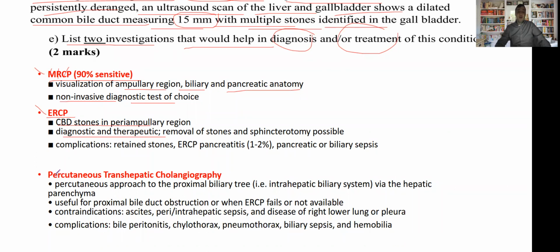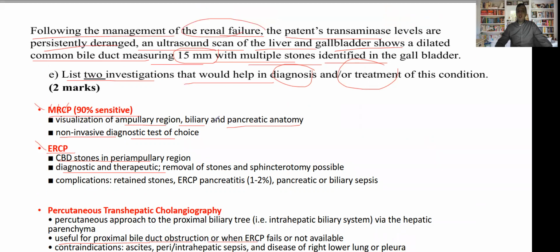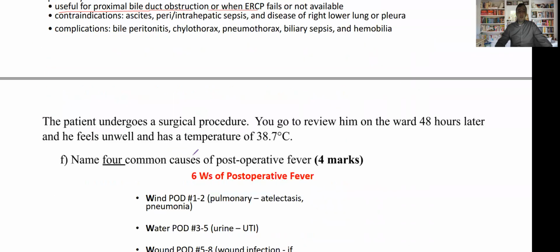We have an old technique, I think it's not used nowadays. It's percutaneous transhepatic cholangiography, percutaneous approach to the proximal biliary tree via the hepatic parenchyma. Sometimes useful for proximal bile duct obstruction when the ERCP fails or is not available. These are the 2 investigations that would be helpful in diagnosis and or treatment.